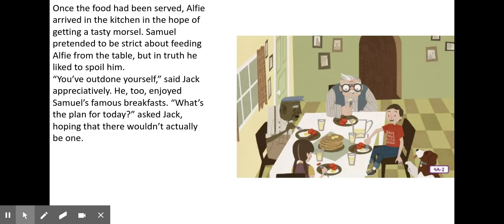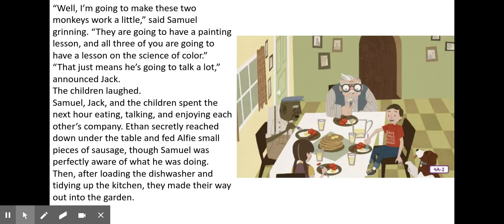"You've outdone yourself," said Jack appreciatively. He too enjoyed Samuel's famous breakfast. "What's the plan for today?" asked Jack, hoping that there wouldn't actually be one. "Well, I'm going to make these two monkeys work a little," said Samuel, grinning. "They're going to have a painting lesson, and all 3 of you are going to have a lesson on the science of color." "That just means he's going to talk a lot," announced Jack. The children laughed.